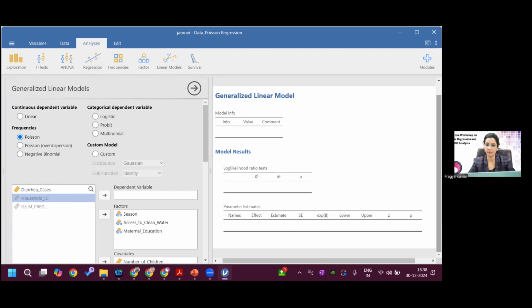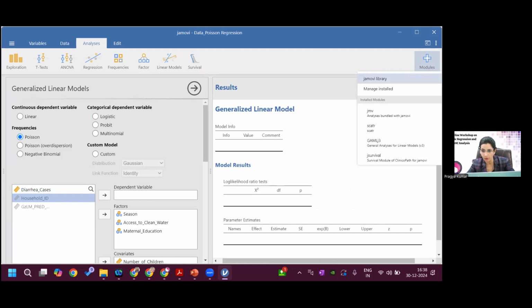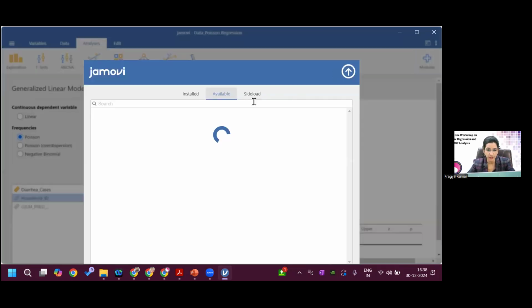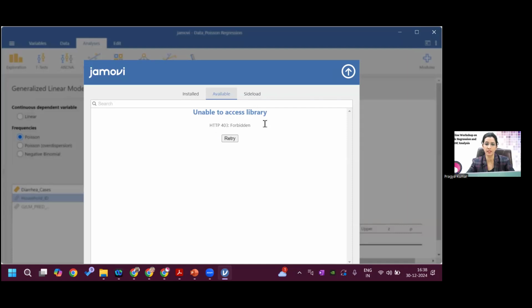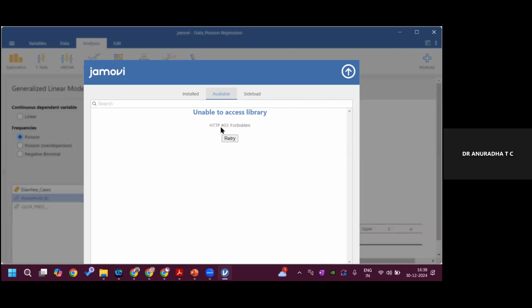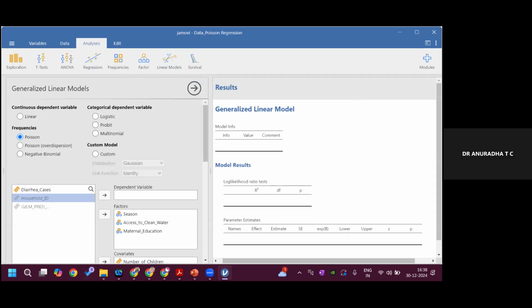I think initially when I was doing it, I was facing a similar problem. Maybe you can try tomorrow also. Sometimes the last day it worked. It is writing to me also, unable to access library. Can you see? Maybe some HTTP 403 error, they must be repairing something, so that's why it is not coming. I checked with Dr. Shamshad also, his is also not coming.